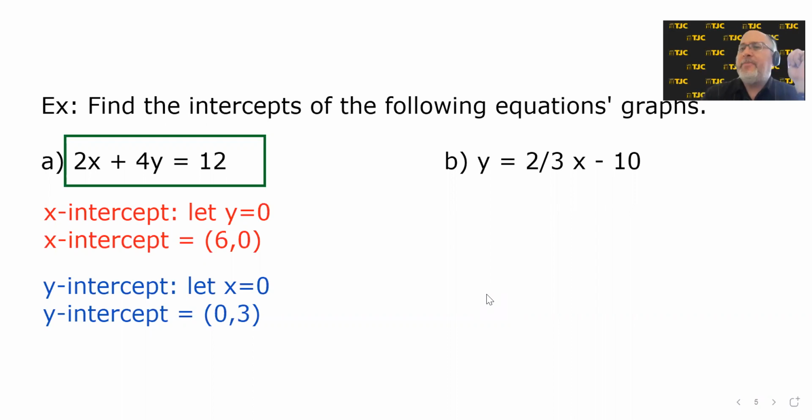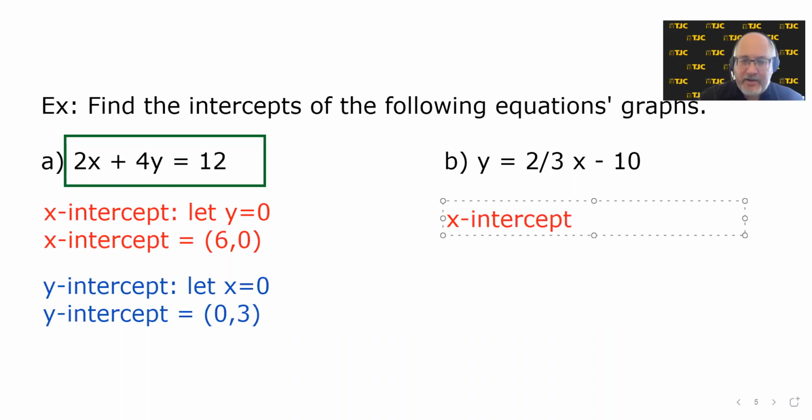Now, could we do the same thing on B? Notice it's not in standard form, but that's okay. It's not going to change how we find the intercepts. Let's start with the x-intercept. We start by letting y equal 0, because remember, to be on the x-axis, you cannot move up or down, so your y-coordinate must be 0.